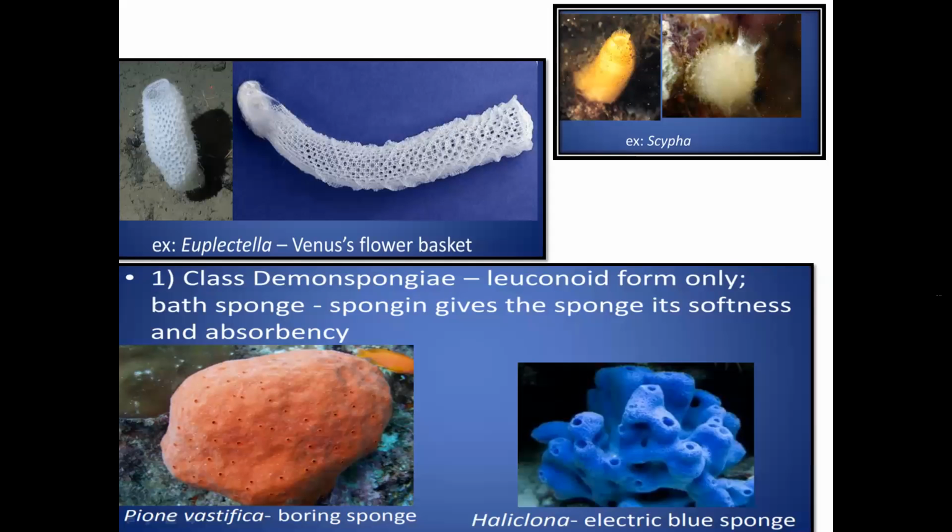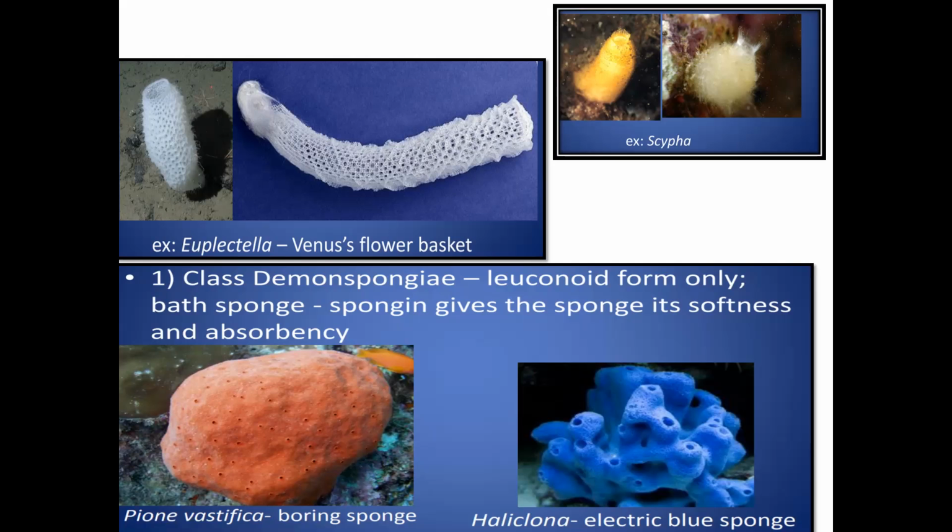So we'll see some examples. First example of class Calcarea, this is Scypha, the crown sponge. If you see, the top osculum is covered by monoaxon spicules, just like the crown of a king. So that's why it is called the crown sponge. And the body is urn shaped, so it is also called the urn sponge. And it is a solitary sponge.